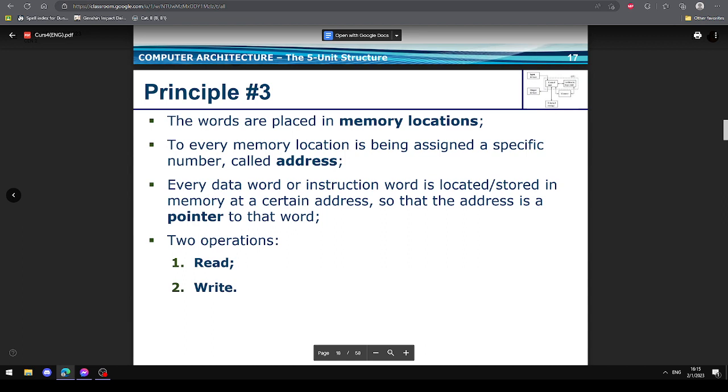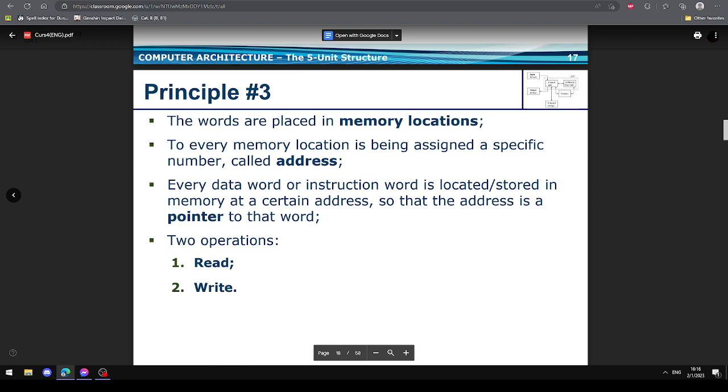Principle number 3. The words are placed in memory locations. Every memory location is being specified a specific number, called address. Every data word or instruction word is located, stored, in a memory at a certain address, so that the address is a pointer to that word.